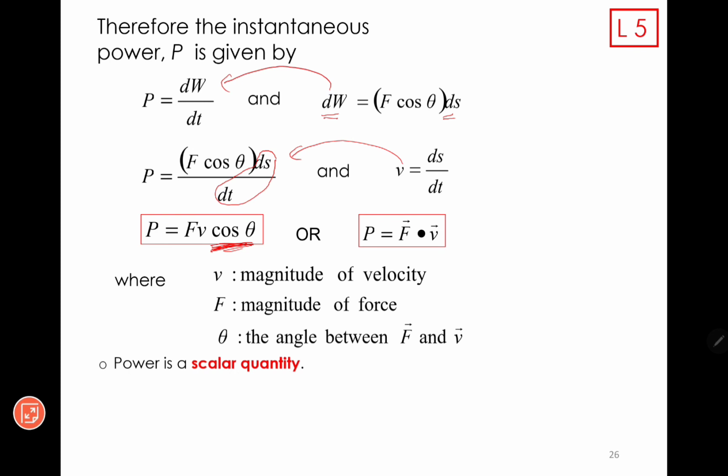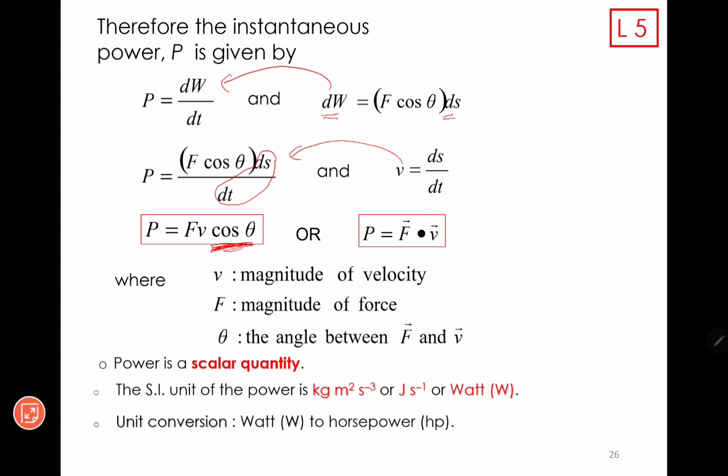Alright, the SI unit of power is kilogram meter squared per second cubed, or joule per second, or watt. Alright, and then for the unit conversion, we need to know this. What is the relationship between watt and horsepower? Okay, so 1 horsepower equals 746 watts. Alright. Okay, I think that's all for lesson 5.